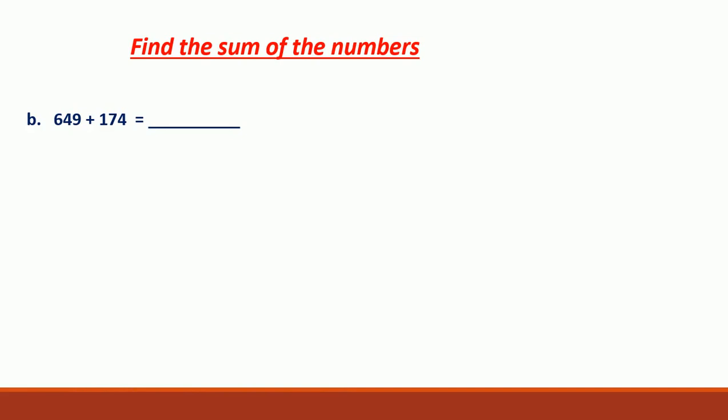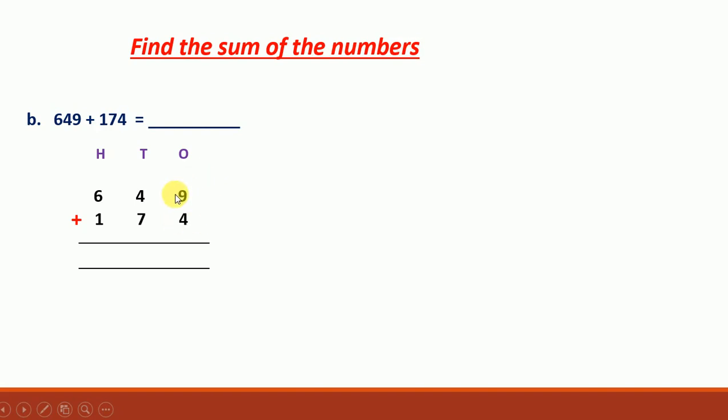Now we will add the number 649 plus 174. Let us add these two numbers using the column method. The first number 649 is a 3-digit number, as well as the next number 174, also a 3-digit number. So the 3-digit numbers will have the places ones, tens and then hundreds. So write the places first and write the numbers one below the other. Now let us add from the ones place.